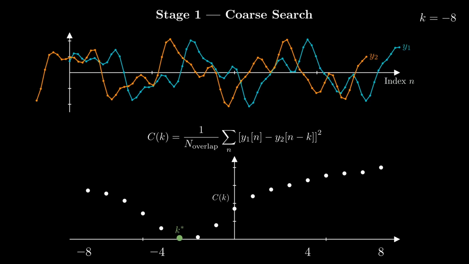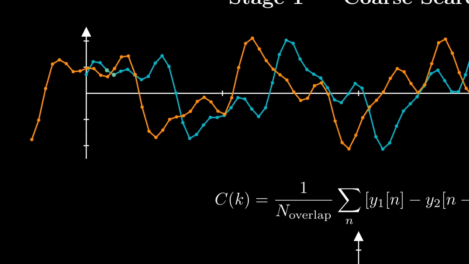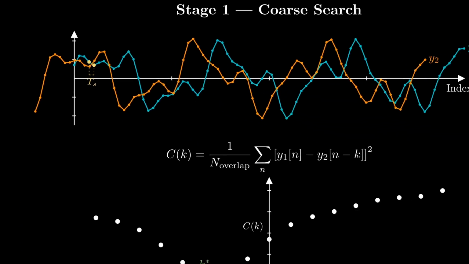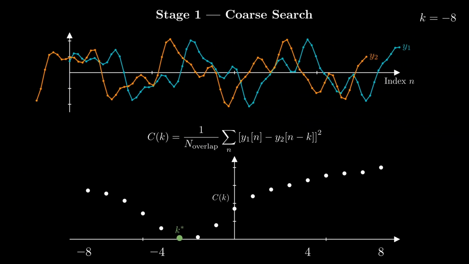To convert from samples to seconds, we multiply by ts, the average time between consecutive samples, giving us a rough time delay estimate. We also keep the cost values one step before and one step after k star. These 3 points at k star -1, k star, and k star +1 define a one sample wide bracket. The fine search will zoom into this window next.